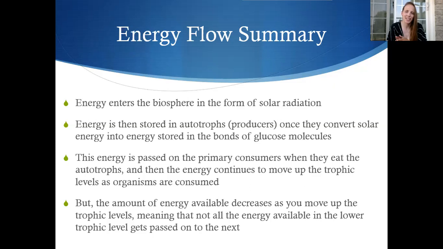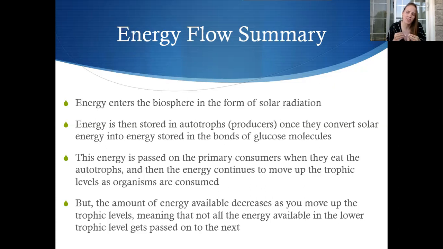That energy can then be passed on from the autotrophs to the primary consumers anytime those primary consumers eat the autotrophs. And then anytime a secondary consumer eats a primary consumer, that energy would get passed on again, and it would just keep moving up the different trophic levels. But the amount of energy available decreases as you move up the different trophic levels.